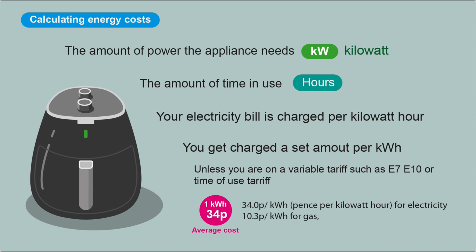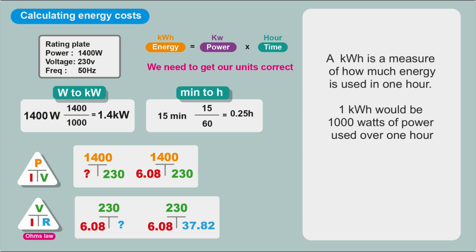Some people might have a variable tariff such as E7, E10 or time of use. At the moment, most people are paying around about 34p per kilowatt hour. But what is a kilowatt hour? A kilowatt hour is a measure of how much energy is used in 1 hour. 1 kilowatt hour would be 1000 watts of power used over 1 hour.